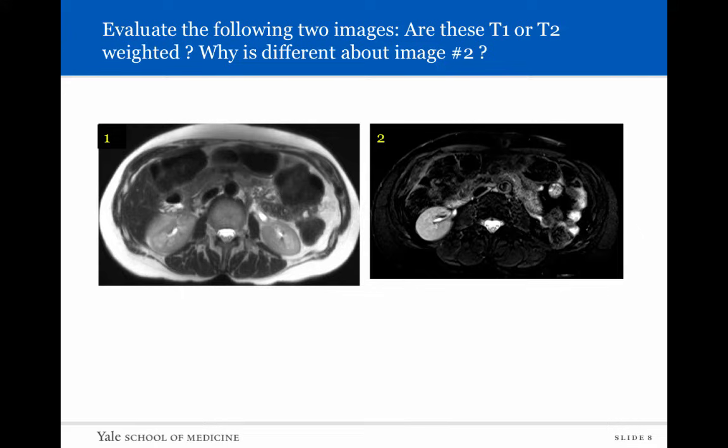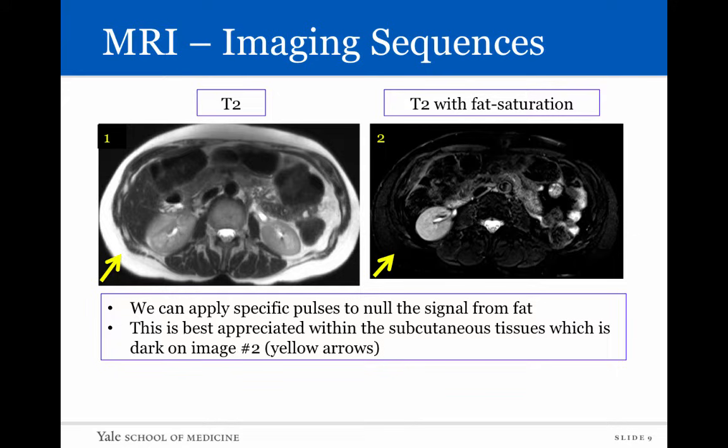How about these two images? Are these T1 or T2 weighted? What is different about image number 2? Both these images are T2 weighted images. We can see that the CSF, the cerebrospinal fluid, is white or bright on both these images.